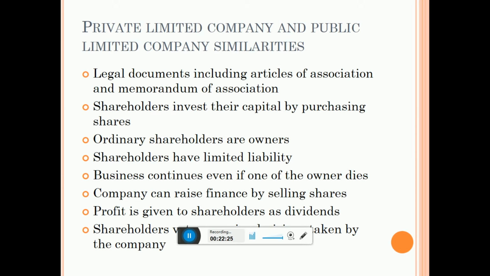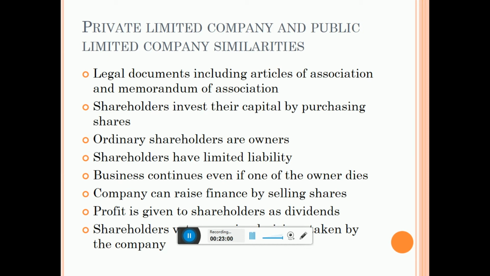Ordinary shareholders are owners. Ordinary shareholders is a technical term which I will not explain in detail, but I will give you a brief idea. They are those shareholders who get a return when there are profits left after the preference shareholders are given their profits. So there are two types of shareholders: ordinary and preference shareholders. Ordinary are the owners. Shareholders have limited liability. This is similar in both the companies.